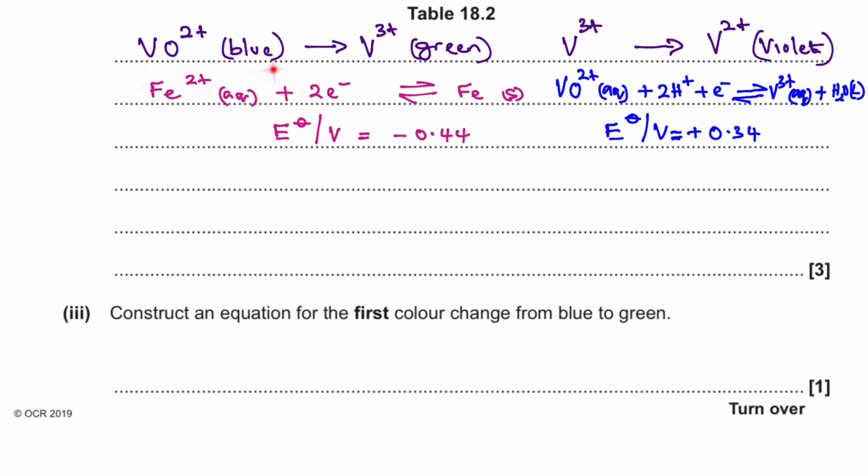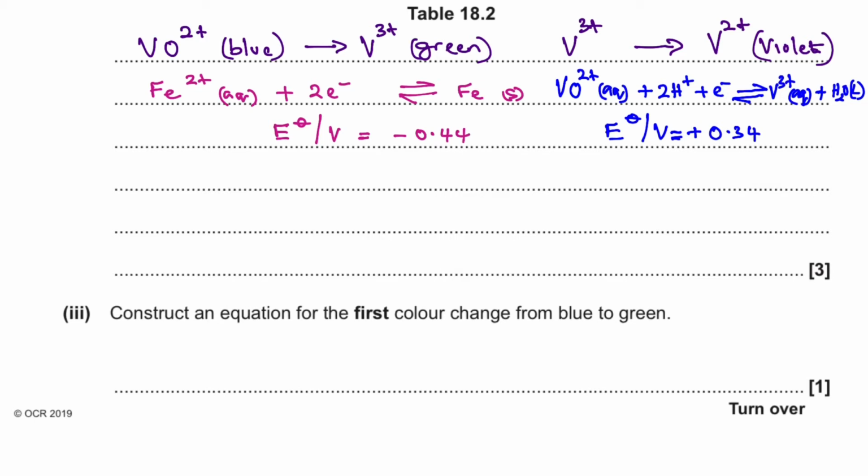So what was the question? The question was: VO2+, which is blue, turns to green, V3+. And V3+ then turns into violet. This is green and turns into violet, so that's V2+. So how is that happening?